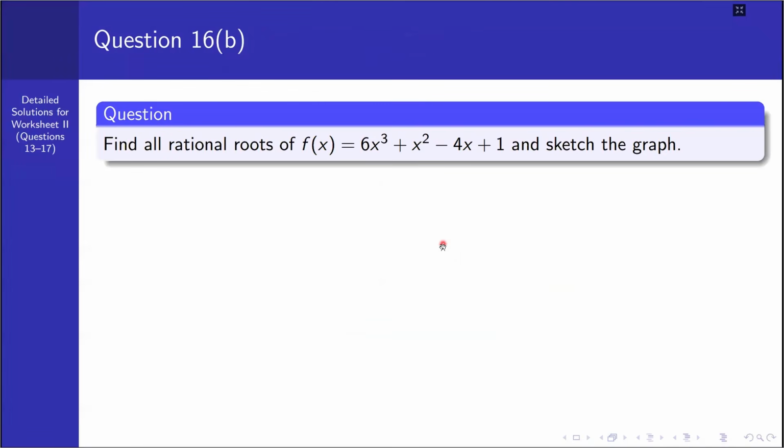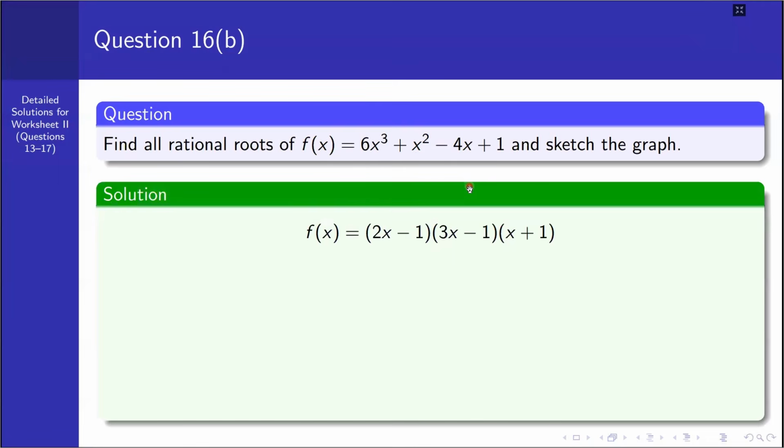A similar question: find all rational roots of f of x equal to 6x cubed plus x squared minus 4x plus 1, and we are asked just to sketch the graph of the same cubic polynomial function. First we look for the roots. Since it is easily factorizable, f of x can be factorized as (2x minus 1)(3x minus 1)(x plus 1). Definitely from the linear factorization, the roots of this cubic polynomial function are 1 over 2 from the first linear factor, 1 over 3 from the second one, and minus 1 from the third one.